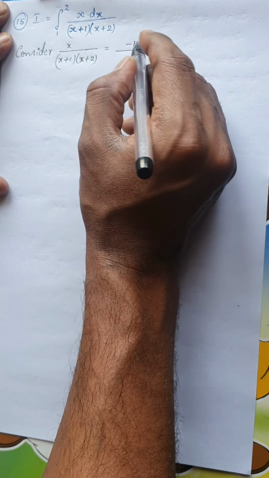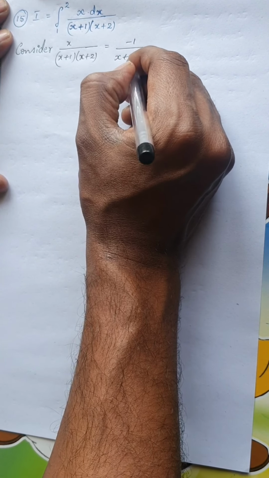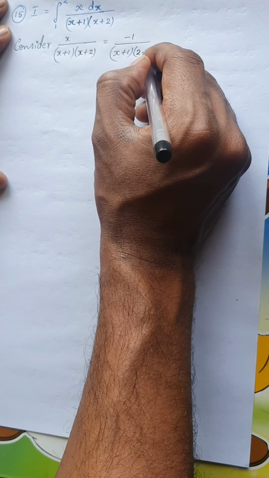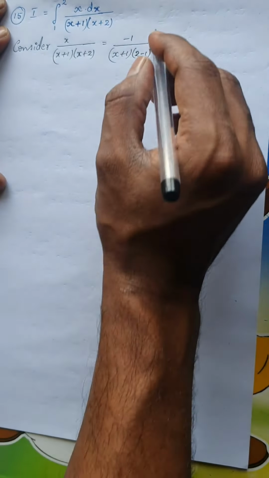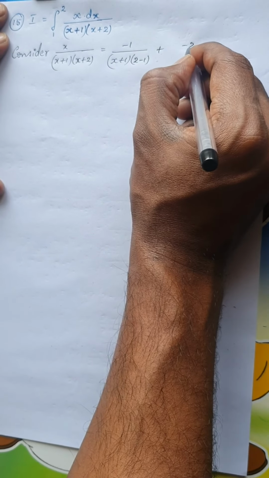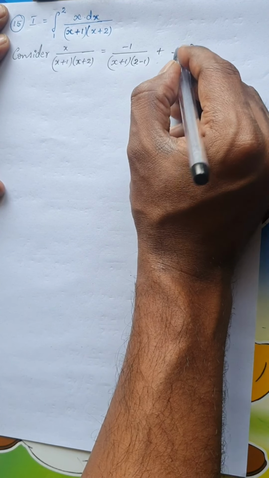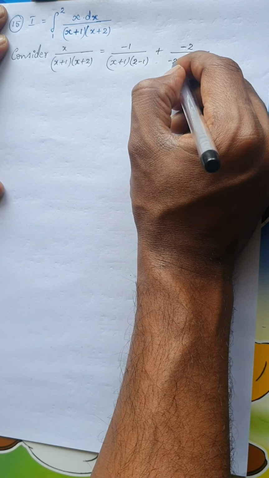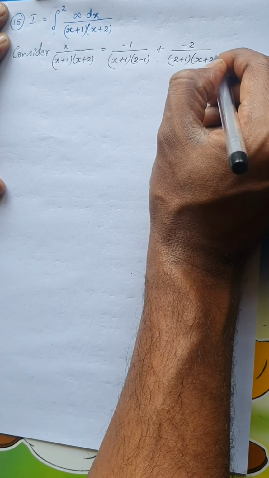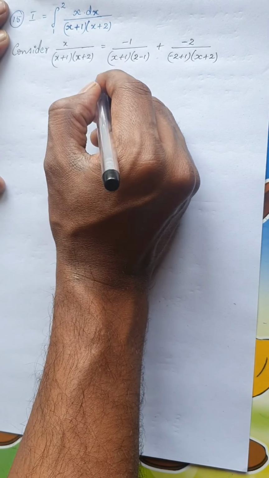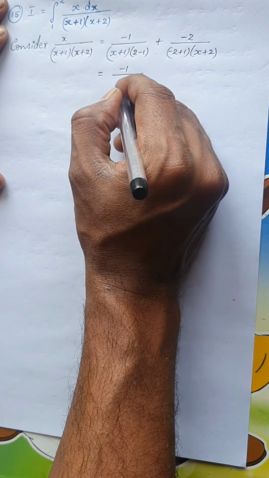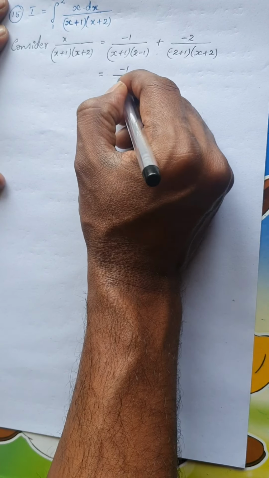So use this. So minus 1 divided by, it is x plus 1 into, this becomes minus 1 plus 2, or 2 minus 1, plus for the second factor I have to put x is equal to minus 2. So this becomes minus 2 divided by minus 2 plus 1 into, this becomes x plus 2. Okay, so remember this is nothing but 2 minus 1 is 1. So this is minus 1 divided by x plus 1.